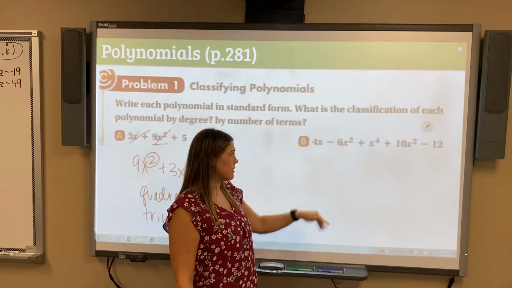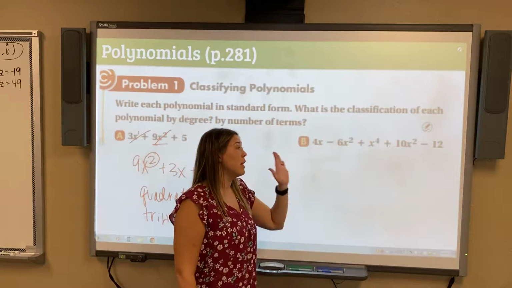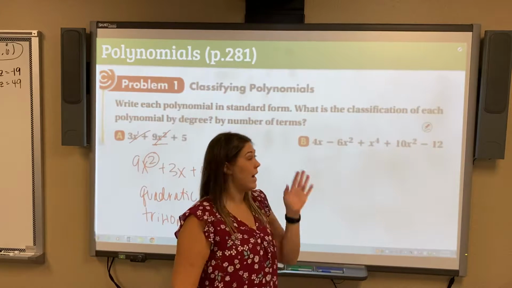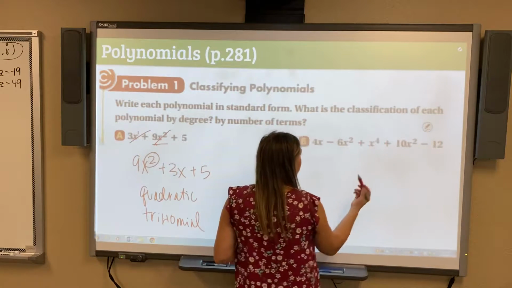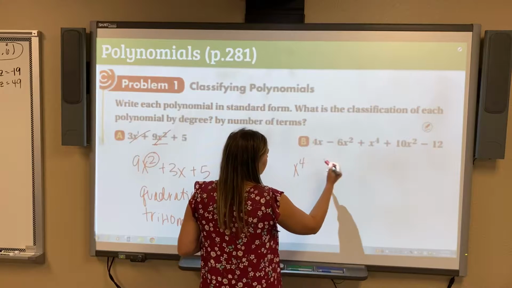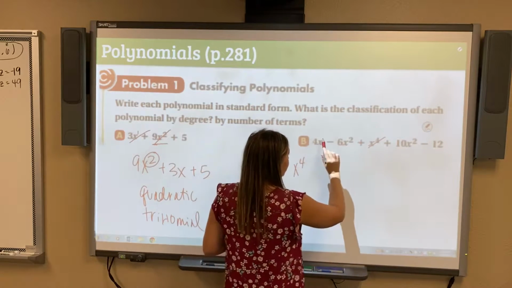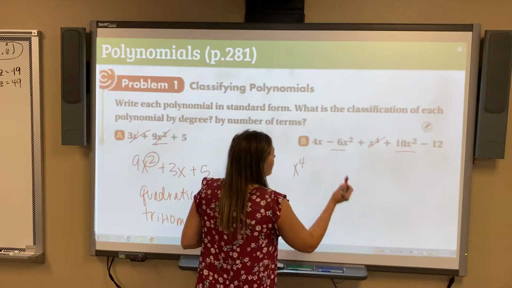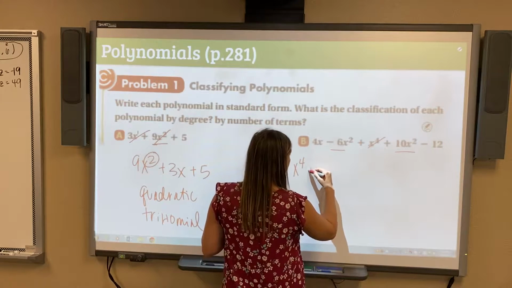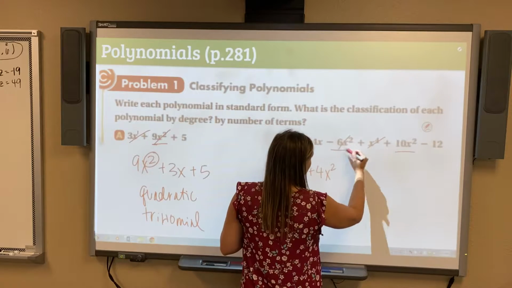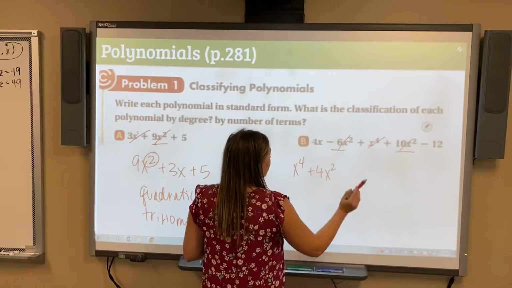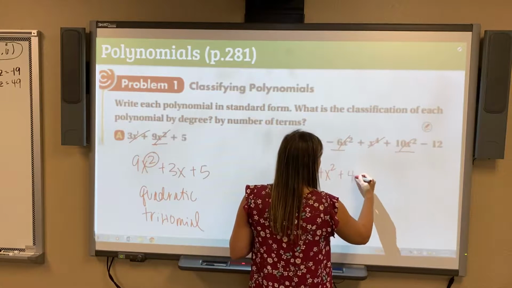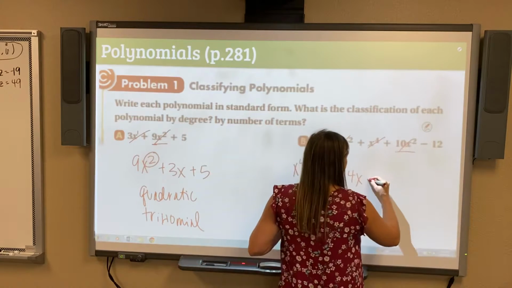Now let's look at B. We have 4x minus 6x squared plus x to the 4th plus 10x squared minus 12. We need to write in standard form, so look for our highest exponent, which is the 4. So x to the 4th. Now, is there a 3? Nope. Is there a 2? There happen to be two x squared terms. Negative 6 plus 10 is 4, so plus 4x squared. Then our x term, plus 4x, and then our constant, minus 12.